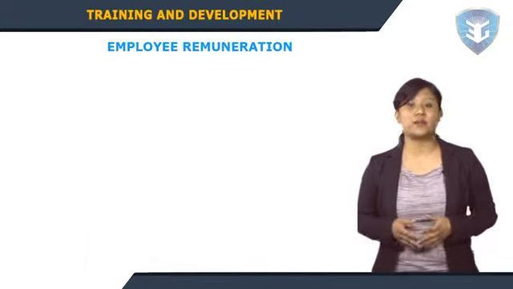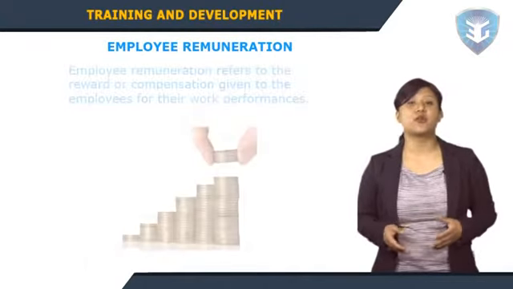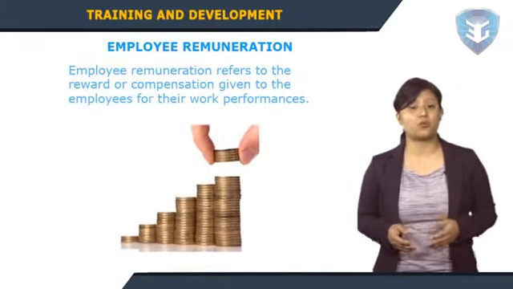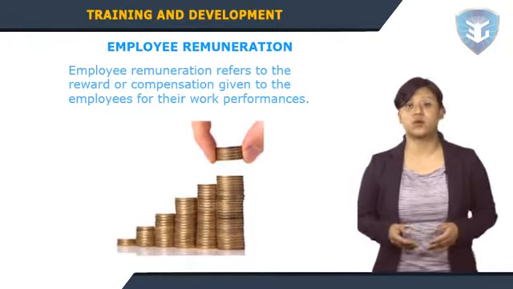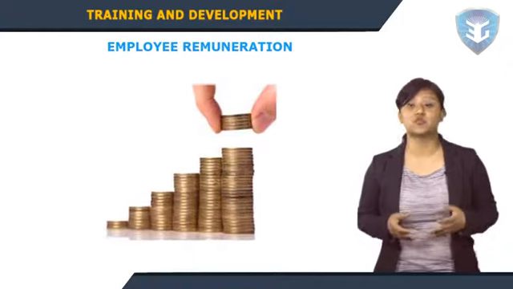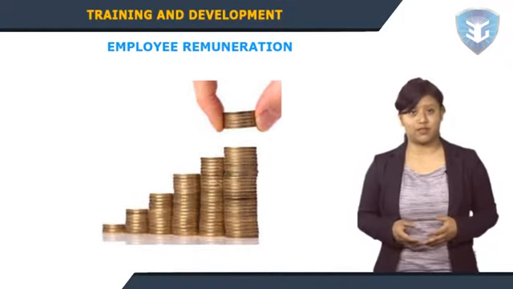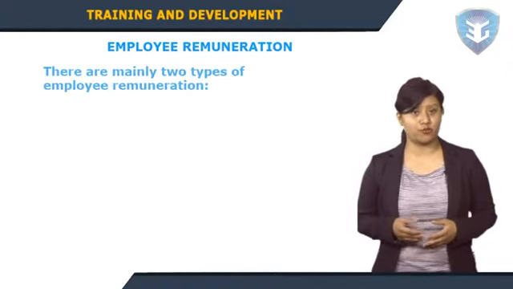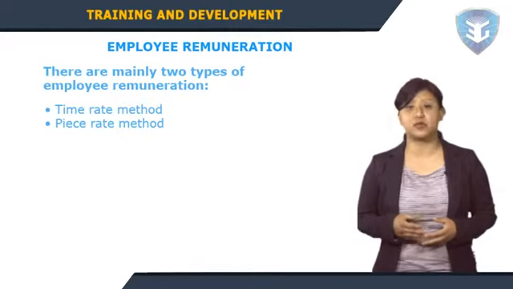Now let's explore employee remuneration. Employee remuneration refers to the reward or the compensation given to the employees for their work performances. Remuneration provides basic attraction to an employee to perform job efficiently and effectively. There are mainly two types of employee remuneration, time rate method and piece rate method.